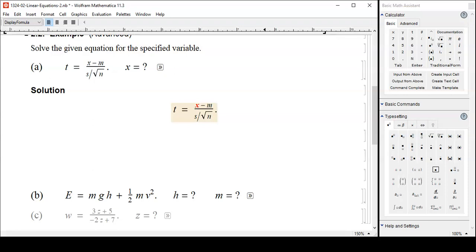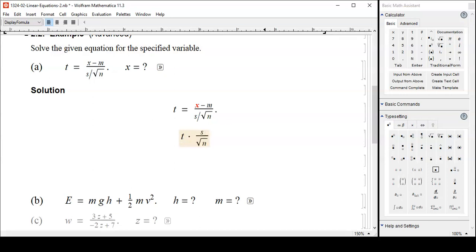Okay. Step 1, denominator. Do we have a denominator to remove? Yes, I do. I have this quantity. So let's multiply this quantity to both the left-hand side and right-hand side to remove the denominator. Make sense? Multiplying this quantity, s over square root of n, to the left-hand side, we get this. And multiplying this to the right-hand side, we're going to get cancellation, and I'm going to get just x minus m. Make sense?